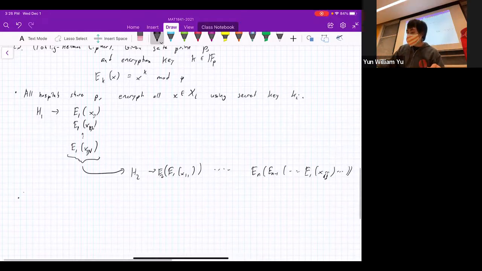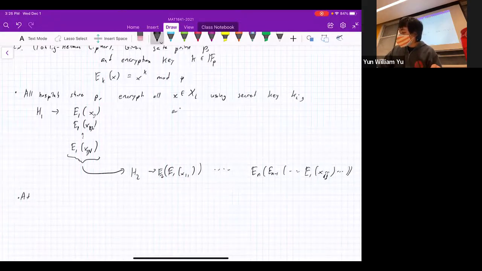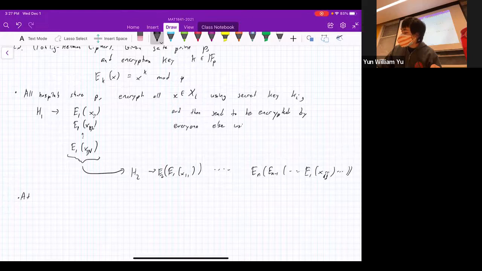So at the end, encrypt using your secret key and then send to be encrypted by everyone else, encrypted by everyone else using their secret keys.